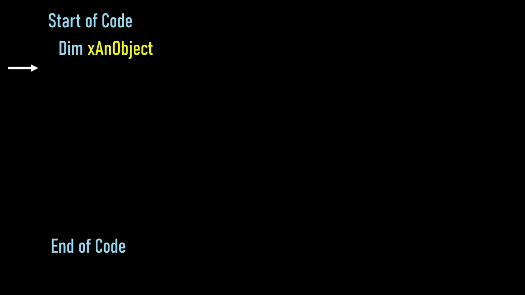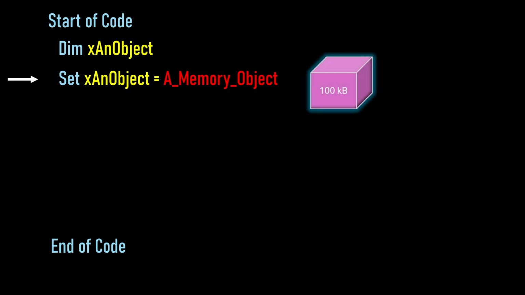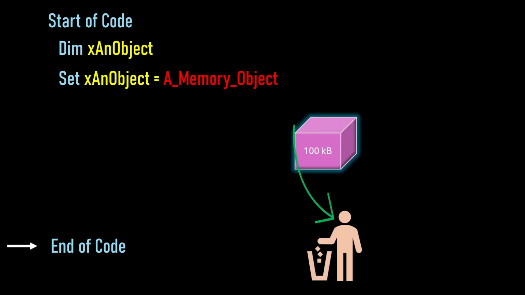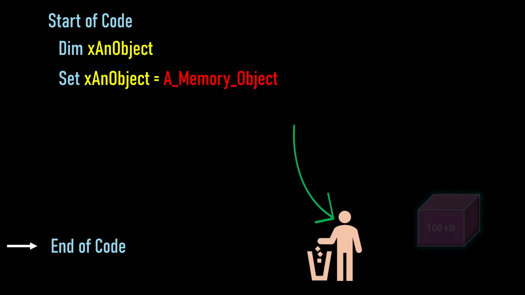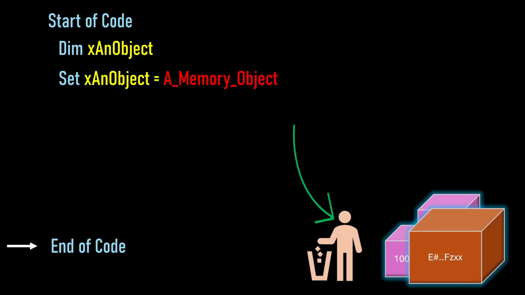Say we have some code and we've created a variable, and then we set that variable to an actual object. Now we have something sitting in memory. At the end of the code, VBA should trash that object, getting rid of it, but sometimes things don't go as planned. And in successive runs of code, we have those objects continually appearing until something very bad happens.